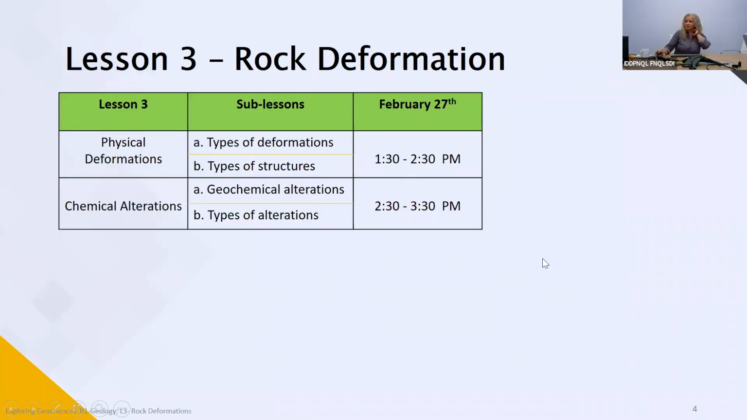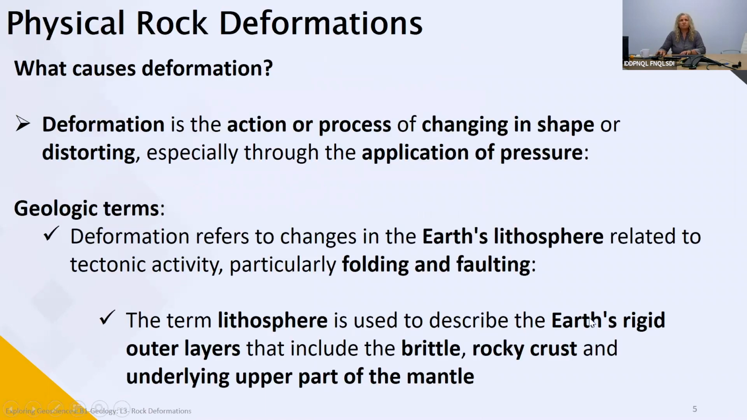Rock deformation will be separated into two parts: physical deformations and chemical alterations. For physical deformations, we'll talk about the types of deformation and types of structures, and for the chemical alteration, we'll be covering the geochemical alterations and the types of alterations. So to start, what is physical deformation?